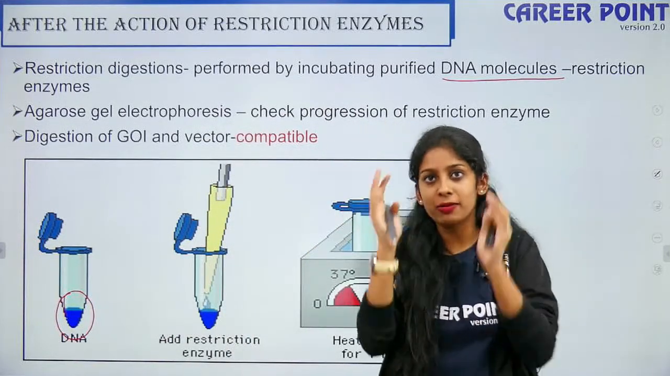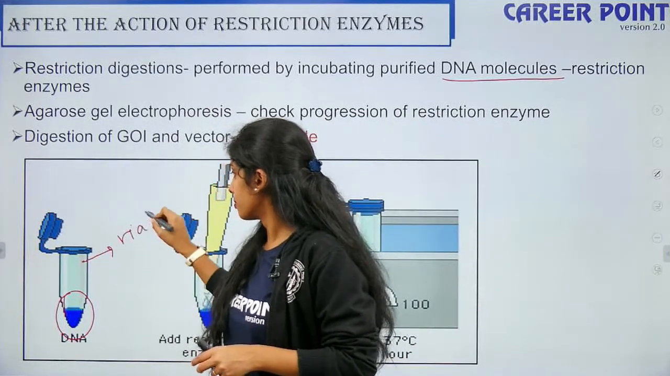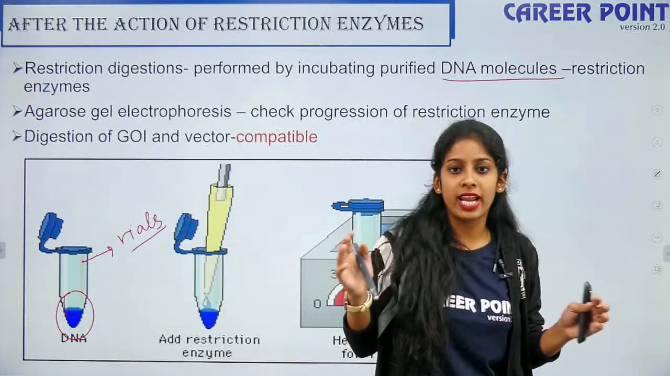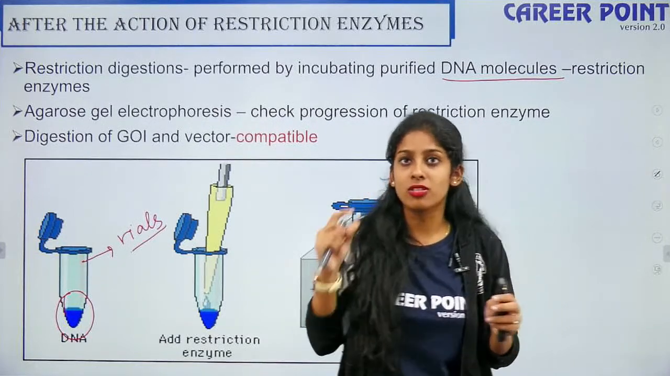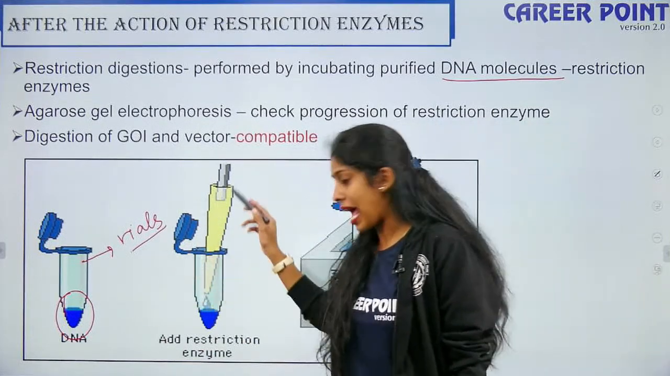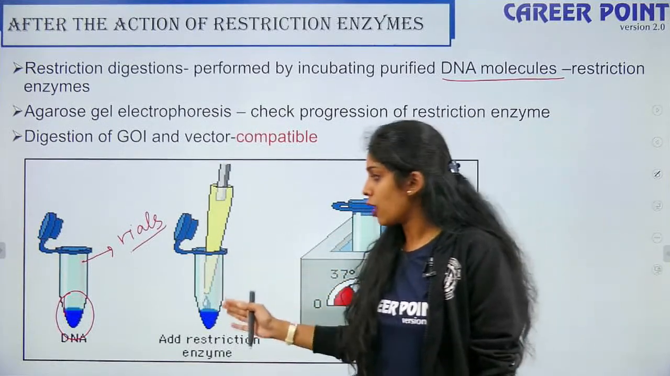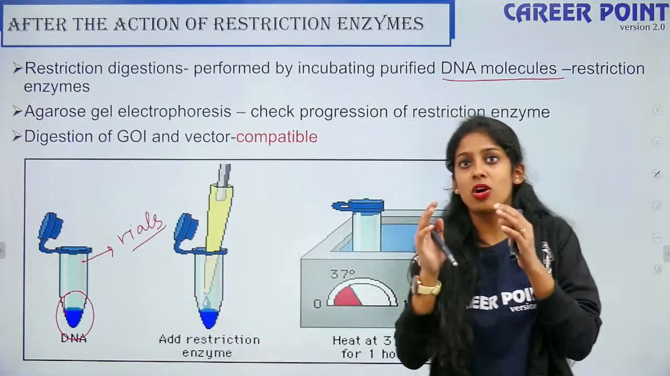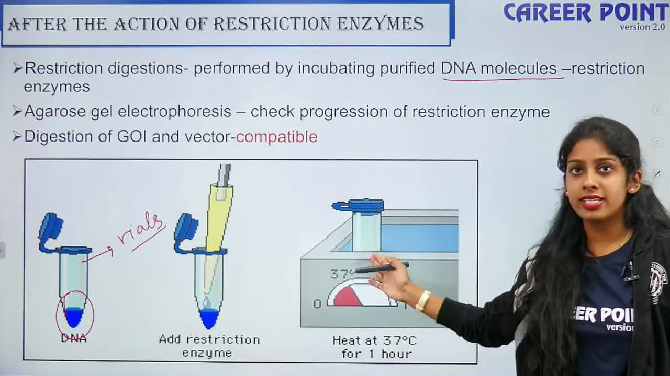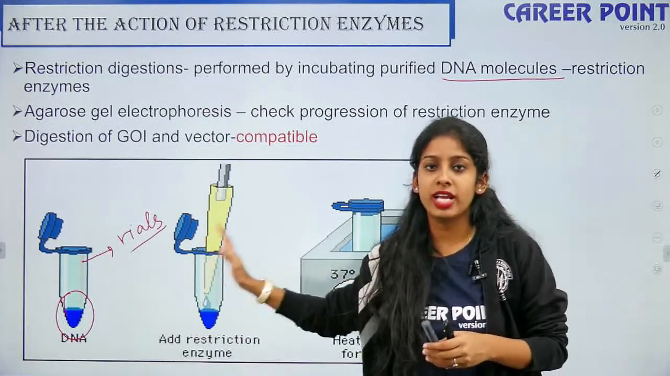Don't imagine DNA as a double helix. When you do it practically, this is how it will look. These are called vials, small tubes, and in that you will have DNA. You will not have 10 ml, 15 ml. It will all be in micro concentration, around 2 microliters and so on. Then you will add your restriction enzyme, which will also be in very minute concentration. Now you will leave it undisturbed, which is called incubation. You will leave it for quite some time, maybe 1 hour, and you heat it at 37 degrees so that you have proper restriction digestion happening. This is how your restriction digestion is performed.